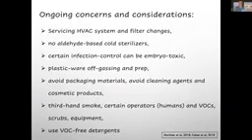Now, ongoing concerns and considerations after you're done constructing or renovating are servicing the HVAC system and filter changes. Those can be expensive, particularly when you look at the activated carbon, so you need to be able to measure when to do that. No aldehyde-based cold sterilizers are recommended. Certain infection control agents can be embryotoxic, so we should watch out for that.